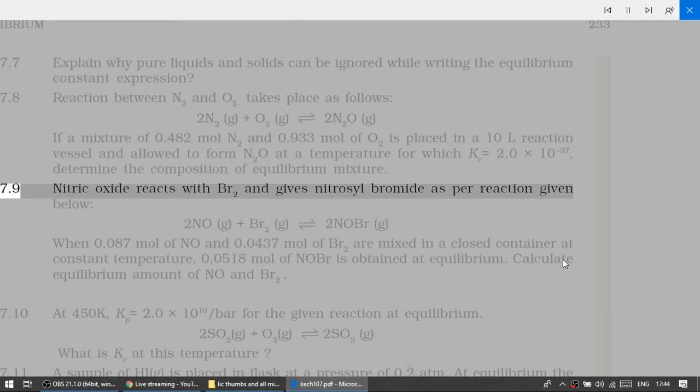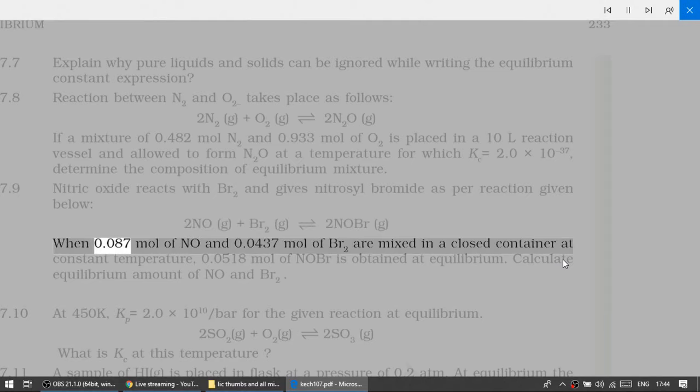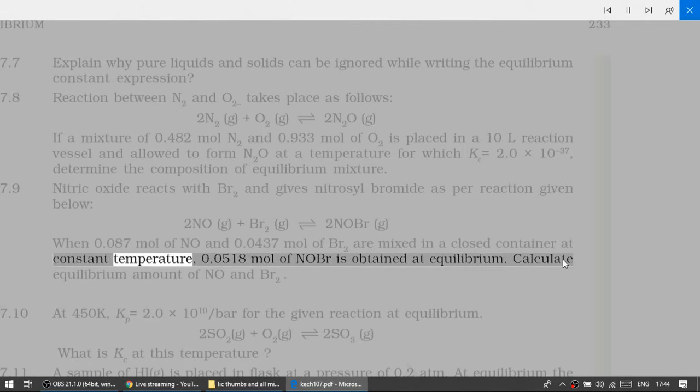7.9 Nitric oxide reacts with Br2 and gives nitrosyl bromide as per reaction given below. 2NO(g) + Br2(g) ⇌ 2NOBr(g). When 0.087 mol of NO and 0.0437 mol of Br2 are mixed in a closed container at constant temperature, 0.0518 mol of NOBr is obtained at equilibrium. Calculate equilibrium amount of NO and Br2.